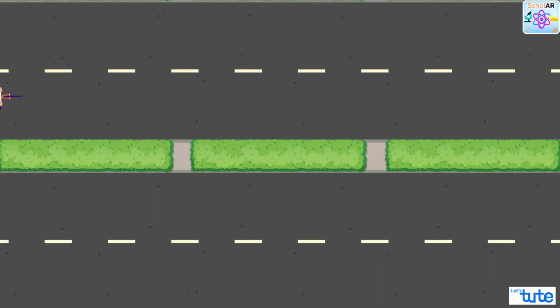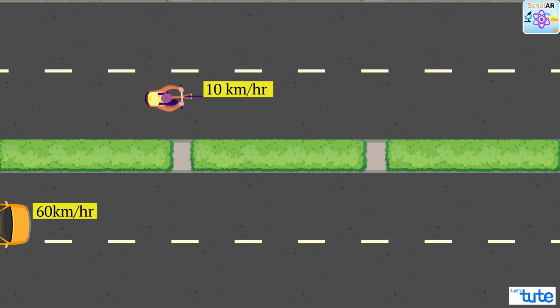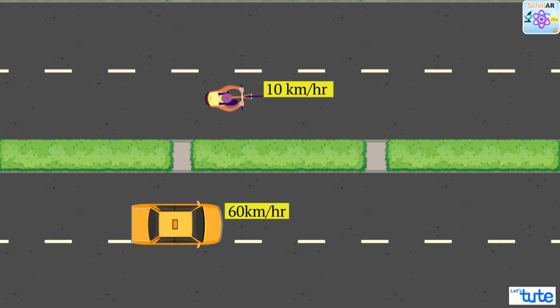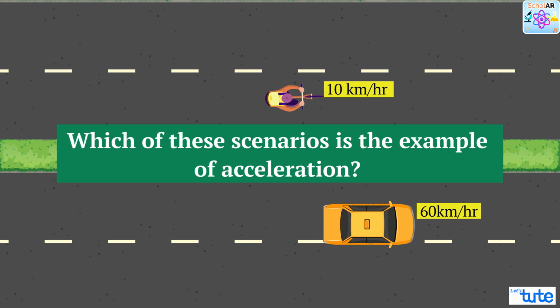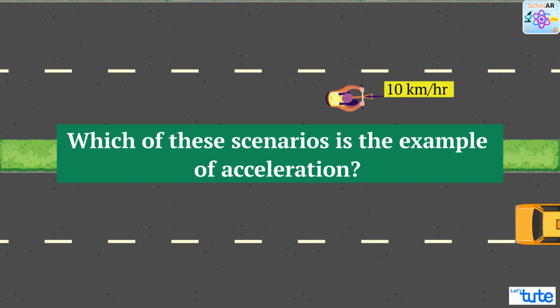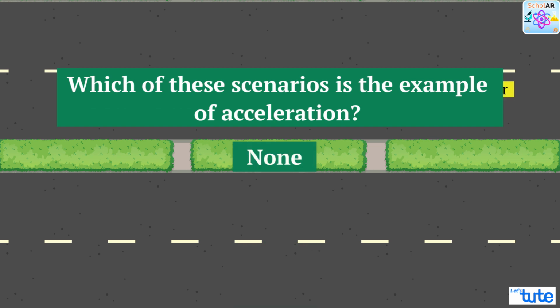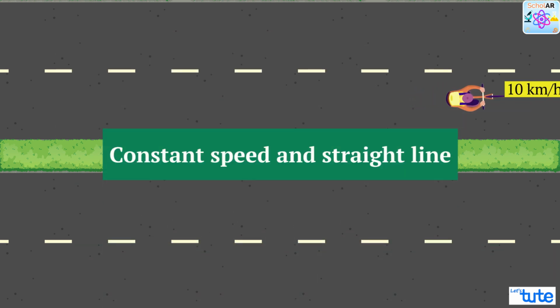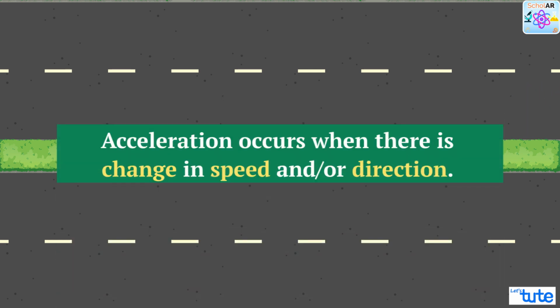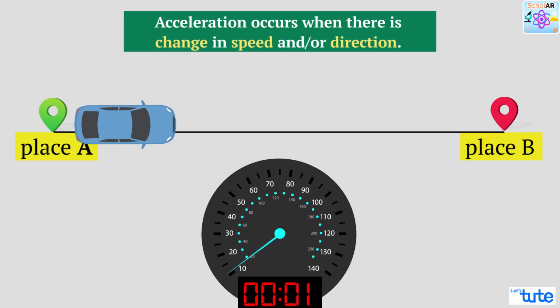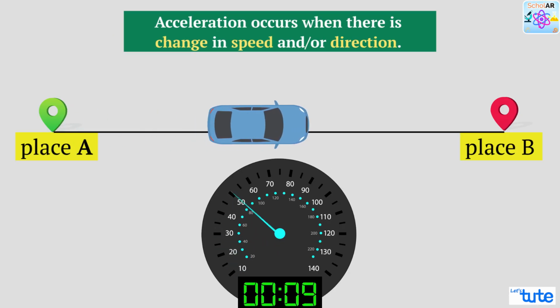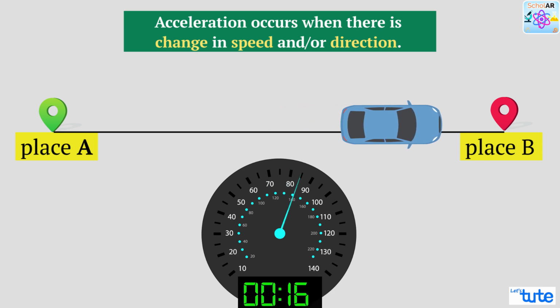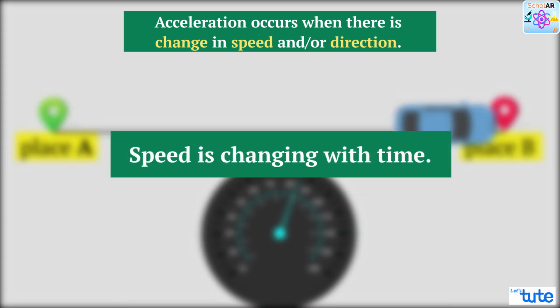Now what is velocity? I hope you remember that when we have speed along with direction, it is known as velocity. Now suppose there is a bicycle going in a straight line at a constant velocity of 10 km per hour and a car going 60 km per hour. Which of these scenarios is the example of acceleration? Actually, none, because they are running at a constant speed and in a straight line, and acceleration occurs when there is change in speed and or direction. So when a car picks up the speed from 0 to 80 in 15 seconds, now we have acceleration because speed is changing with time.